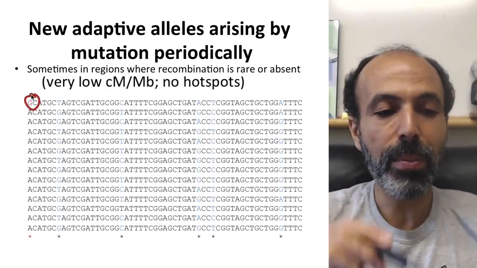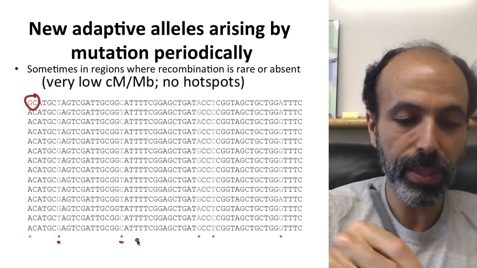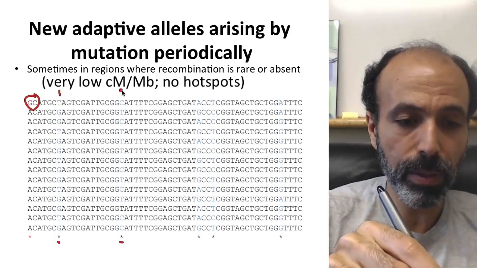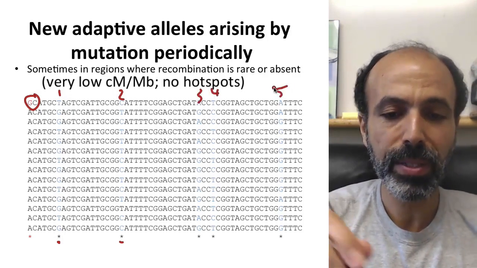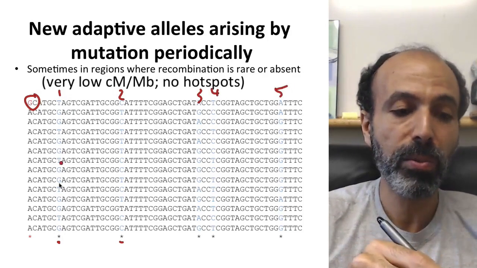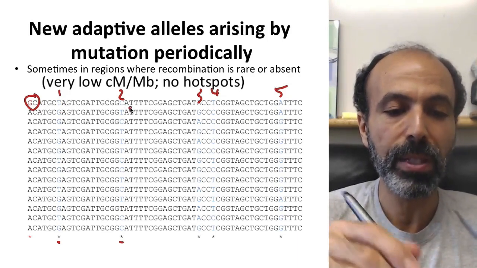If there's no recombination, what's going to happen? Well, these stars indicate the variable sites. So there's 1, 2, 3, 4, 5 different variable sites aside from the selected ones. So these are ones we're assuming are neutral, that it does not matter for fitness if you have a T or a G here, or if you have a C or a T there.